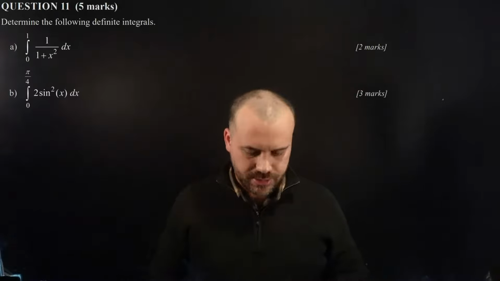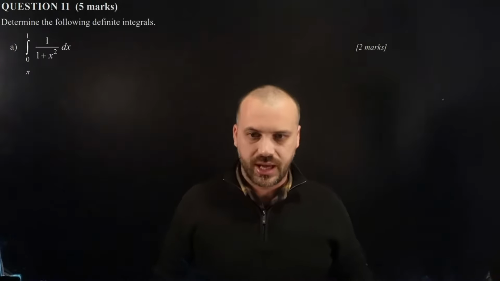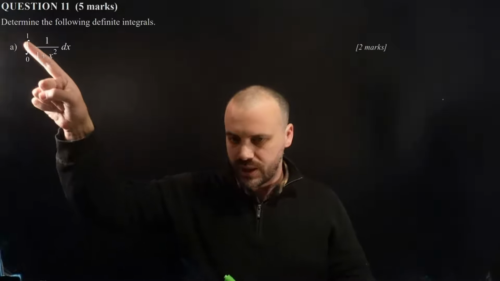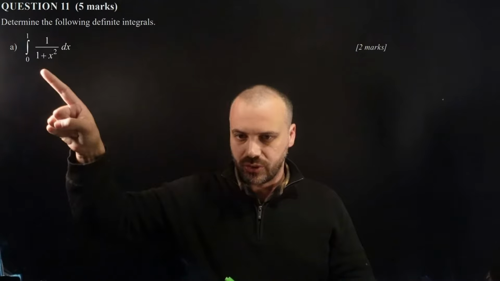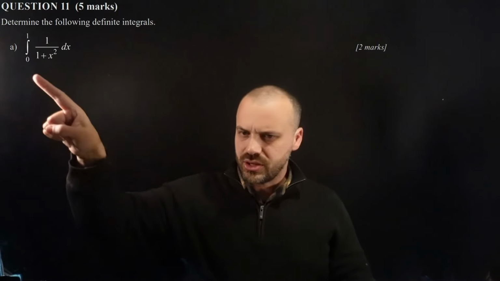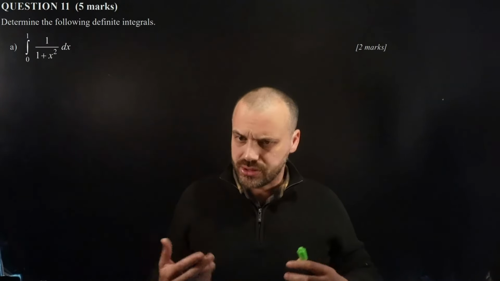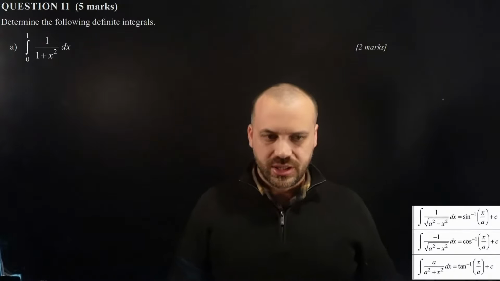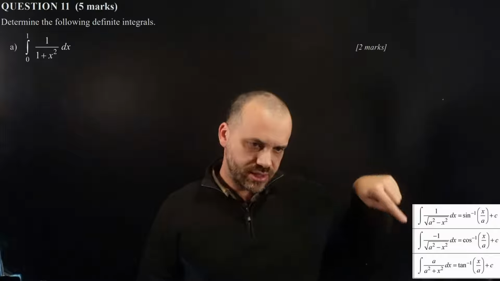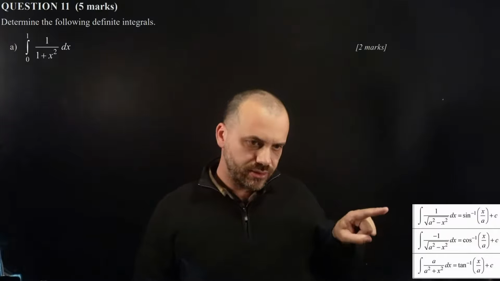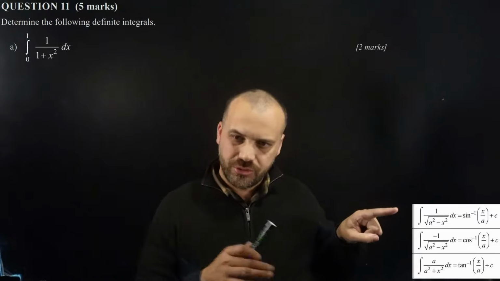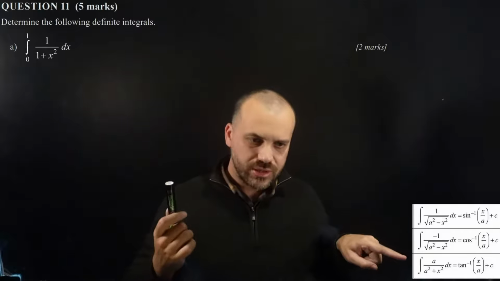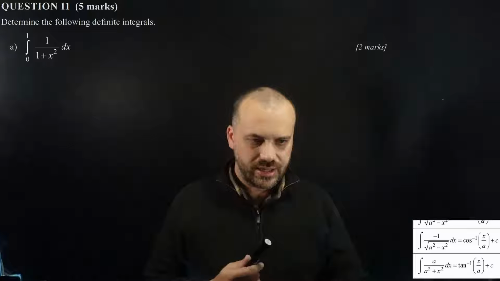Now it's part A, it's part B, so let's get rid of part B and focus on part A. So we've got the integral between 1 and 0 of 1 on 1 plus x squared. And this kind of pattern should ring alarm bells. You should look at it and think, hey, I think I've seen that before on my formula sheet. And you should be thinking of these things here. Now, the first one has a square root on the bottom. This one doesn't. The second one has a square root on the bottom. This one doesn't. So this one looks like a likely candidate.